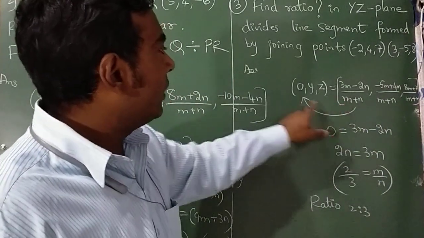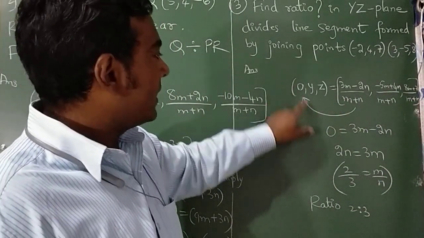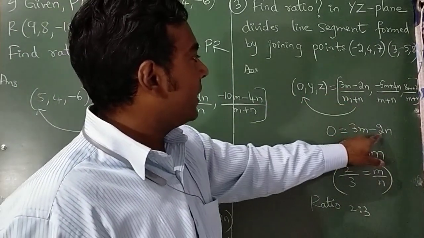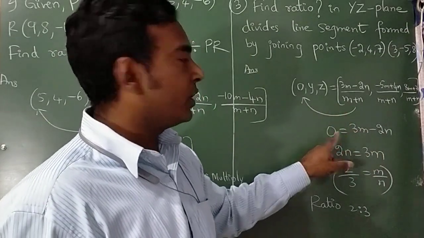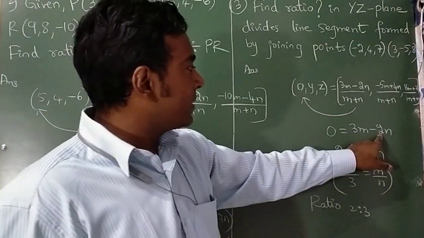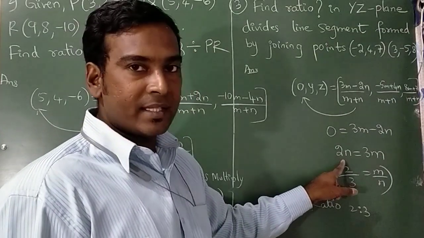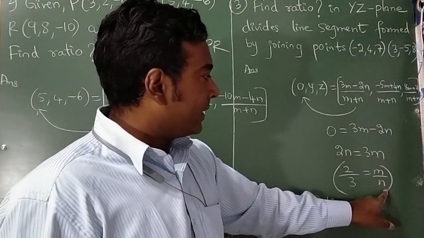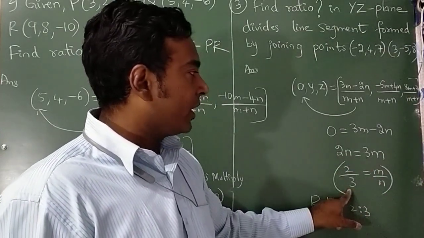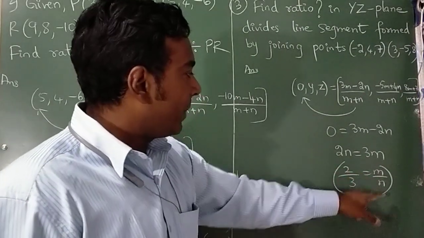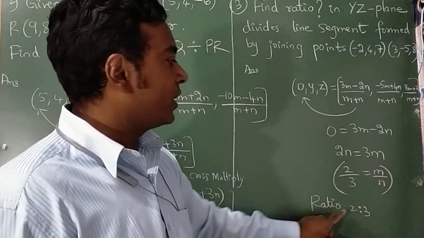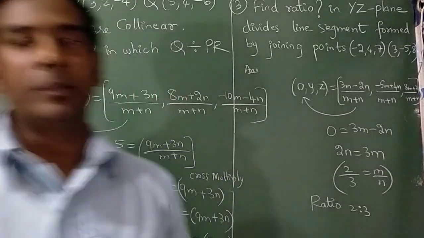But I am going to take only the first term, that is 0 equals 3M minus 2N over M plus N. This denominator into 0 has become 0. Now bring this minus 2N on the left hand side, it will become plus. So take this N in the denominator, take this 3 in the denominator, cross multiply. So M by N is nothing but 2 by 3. So the ratio will become 2 is to 3.